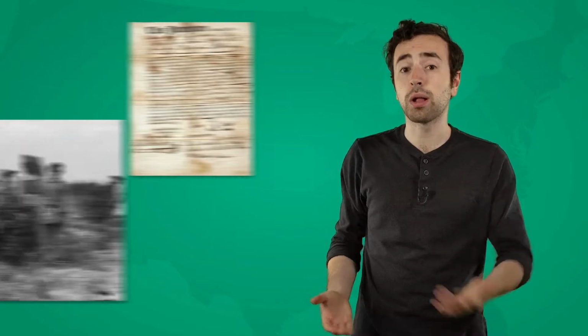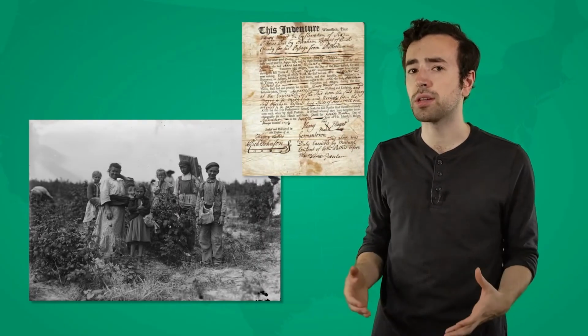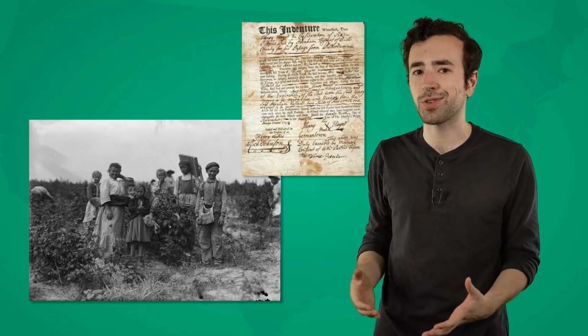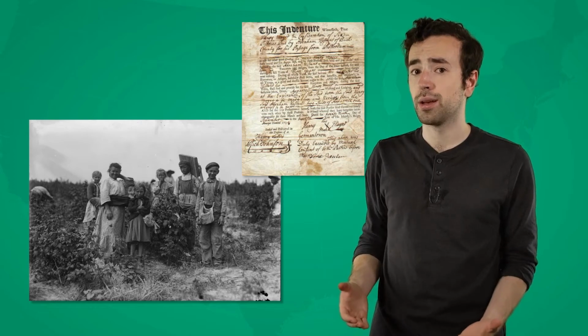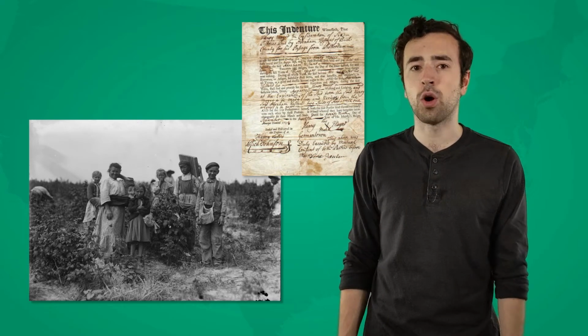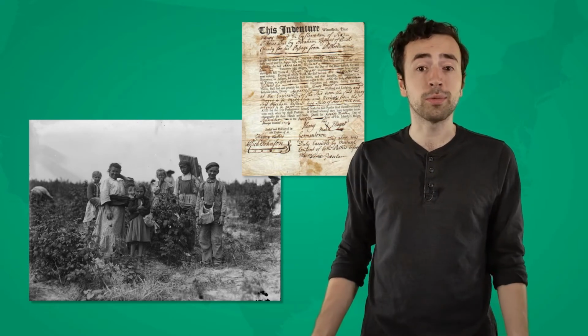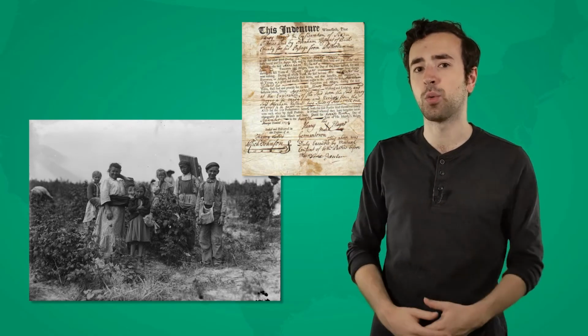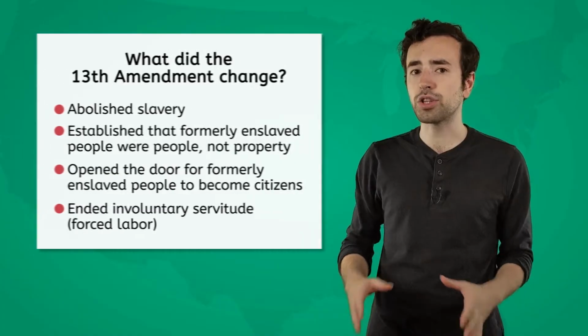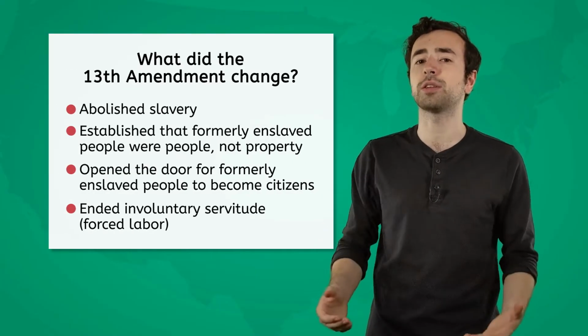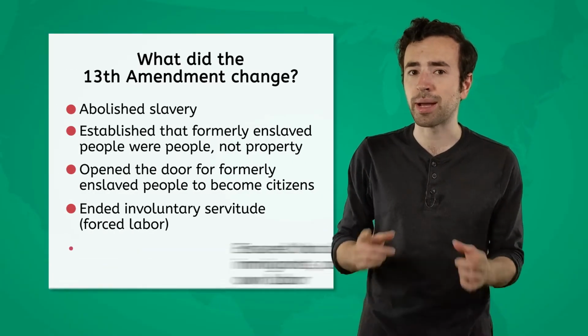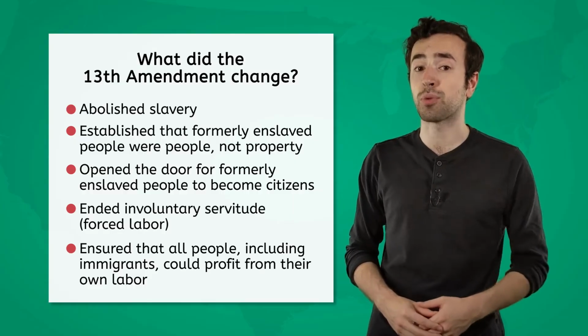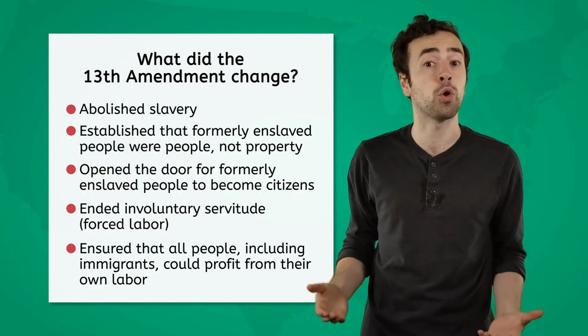So how does this connect to immigration? Well, in exchange for covering immigration costs, immigrants would sign contracts to work for free. Consequently, many immigrants arrived already in debt. Many employers took advantage of this system by adding new expenses to keep workers in debt. Abolishing involuntary servitude expanded protections for non-citizens by ensuring that all people could profit from their labor and control their own lives.